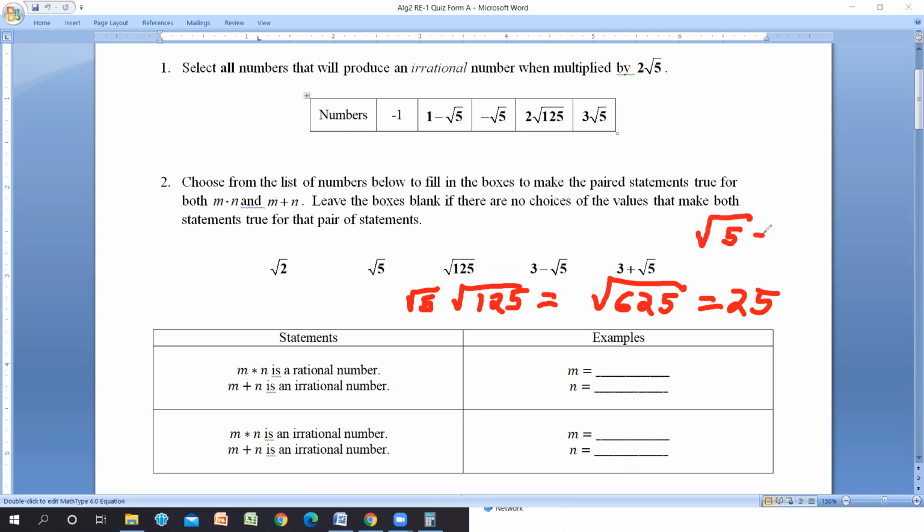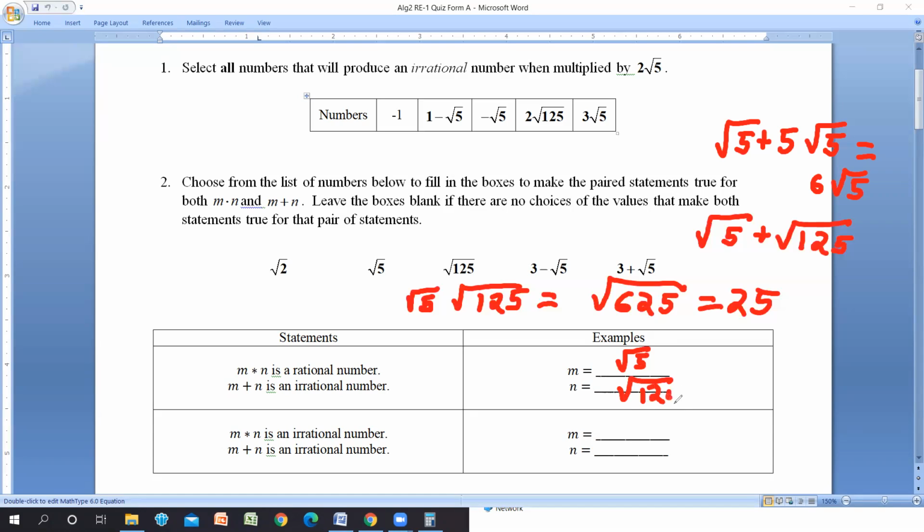But if we add them, square root of 5 plus square root of 125, well, we can't really combine them. I mean, we could factor out 5, but you'd still have the same problem. You can actually make this square root of 5 plus 5 root 5, right? And then you could say that's 6 root 5. But again, it still has this square root of 5. So this is an irrational number. So when you multiply them, it's rational. When you add them, it's irrational. So we could make those our 2 numbers, square root of 5 and square root of 125.